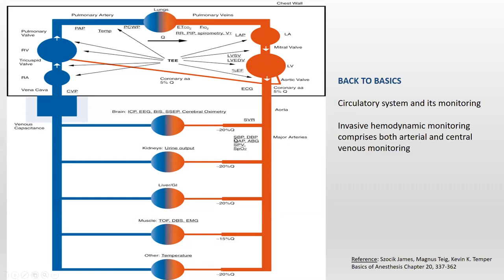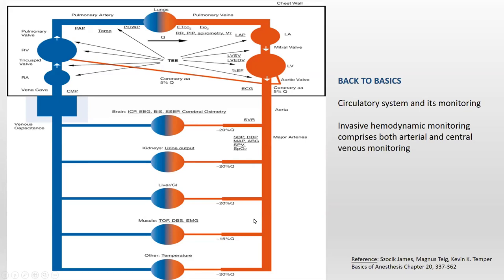Our output is divided and distributed to various organs. The majority of it goes into the brain, kidneys, and the gastrointestinal tract, almost 20% each. Coronary circulation receives about 3 to 5%, and skin and skeletal muscles receive about 20% as well. But 70% of our blood lies on the venous side, and venous capacitance is highly variable and acts as a buffer for the change in volume status in patients.